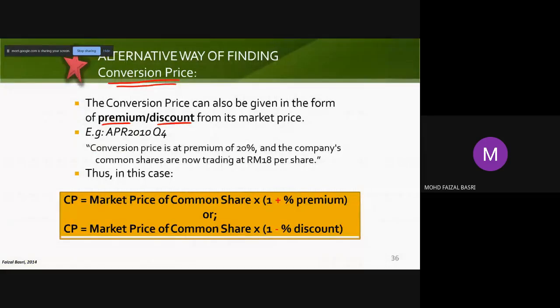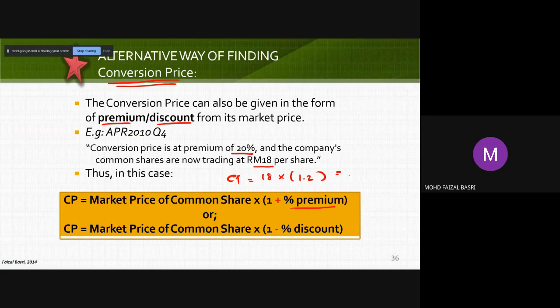So conversion price is at premium of 20%. So this is the level of premium, 20%. And currently the common stocks are trading at 18 ringgit. Okay, so maknanya kat sini, the conversion price is mahal, premium, 20%, then 18 ringgit. So technically, to find the conversion price, it will be 18 ringgit of current price. You multiply with 1.2. Okay, why 1.2? Is 20%, so 20% is 0.2. The premium is 0.2, and you add with 1. Okay, you add with 1, so it becomes 1.2.